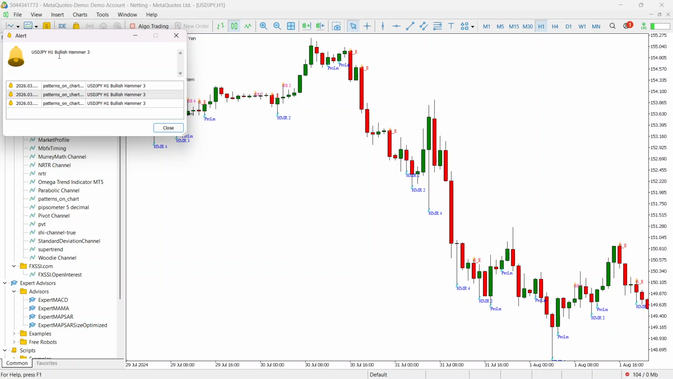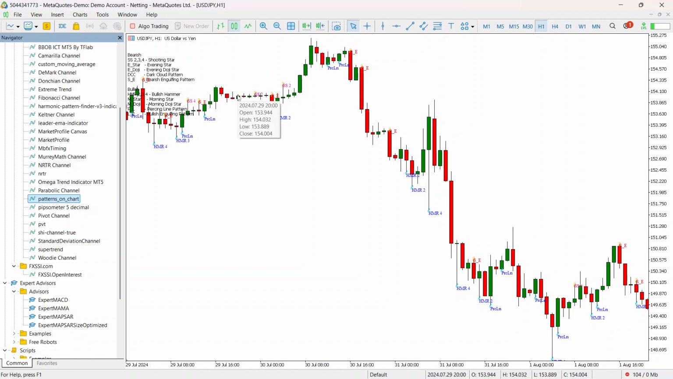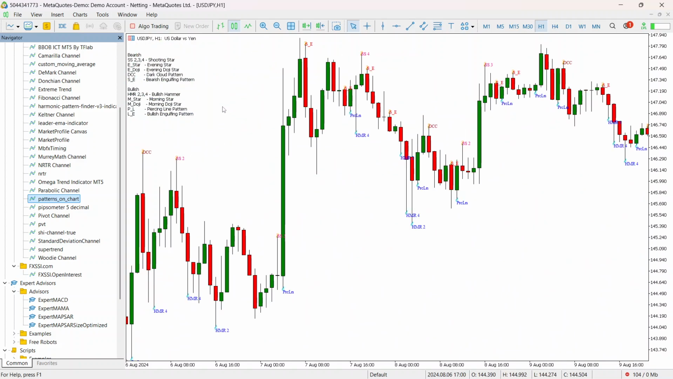Now, just from loading it up, we have gotten an alert for a bullish hammer candle pattern. Now, if I adjust it, when we look over to the top left hand corner, to be precise, you can see the bearish candle and the keywords for each of them. We have dark cloud pattern, DCC, SE, bearish engulfing pattern, HMR for a bullish hammer, morning star, morning doji star, among others.